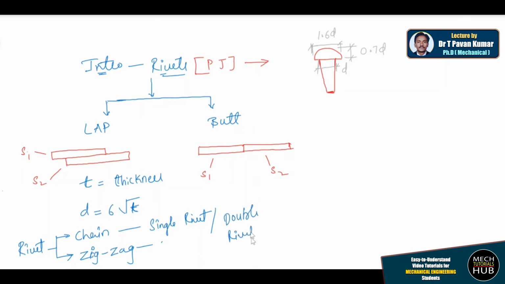Now here, what is single riveted, what is double riveted? Single riveted is nothing but a single row. Try to understand, this is important. And double riveted is nothing but a double row. Alright, for example, let me draw a simple sketch to make you understand. Let us say this has one sheet.